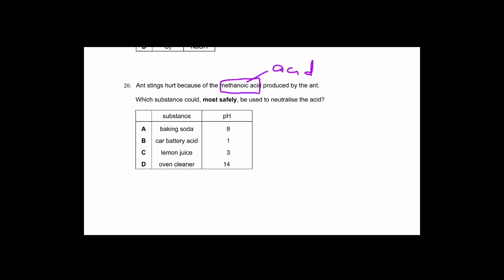So car battery here is wrong because this is acidic. We cannot put acid to acid. We are going to increase the acidity. Lemon juice will increase the acidity because the pH there is 3, meaning the lemon is acidic. Oven cleaner is too strong. It's basic, but it is not safe because it can burn your skin. Baking soda, yes, that is excellent because this pH is favorable and this substance is basic. Very important. So here the answer is A.